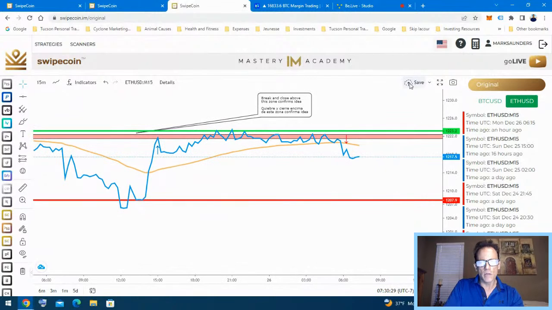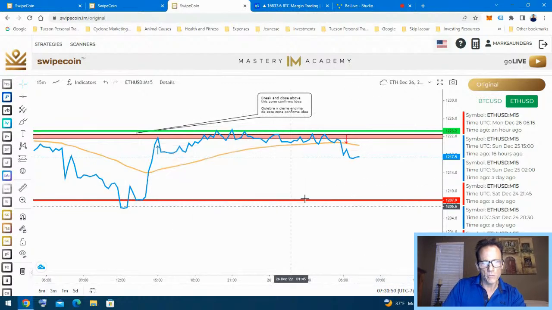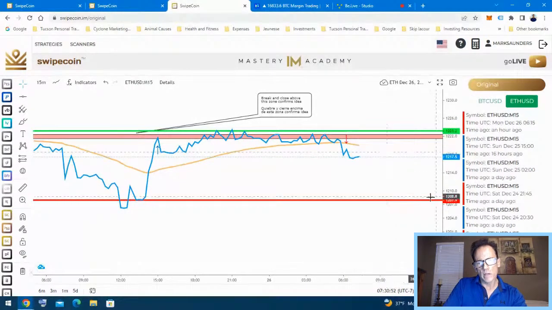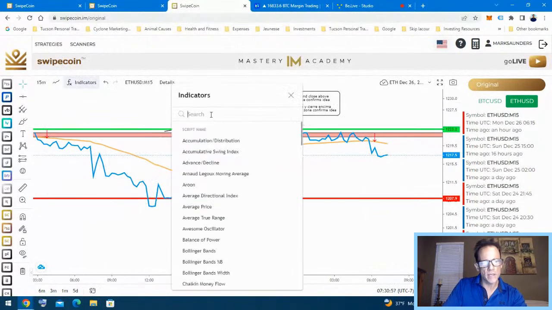Okay, so I'm going to save Ethereum. Ethereum, December 26th, 2022, 7:30 a.m. Oh, it was a.m. Meant to put that on the other one. That's okay. a.m., Mountain Standard Time. I can edit it later. Okay, so that's that. Those are my zones for Ethereum, and that's it.